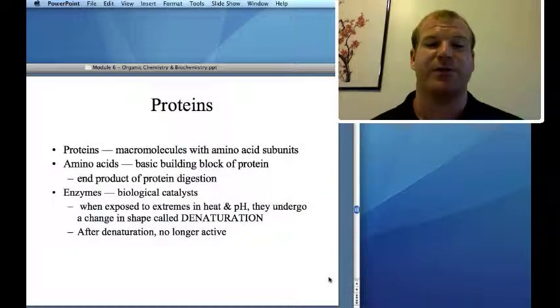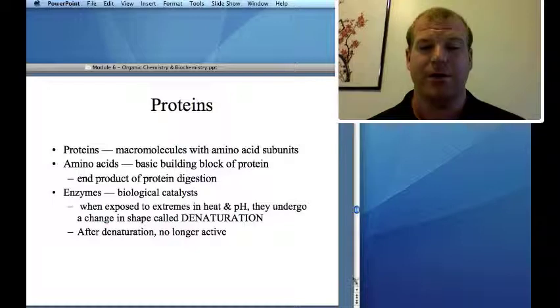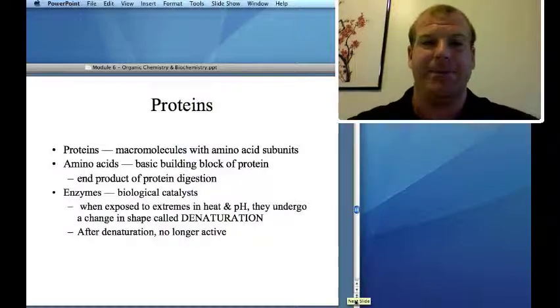Now let's talk about proteins. Proteins, macromolecules. So macro means a big molecule. A protein is a huge molecule, as are a lot of other molecules. We'll talk about DNA later. That's another really big molecule. Proteins are very big molecules, and they have smaller units. They're made of amino acids. So the amino acids are the building blocks.